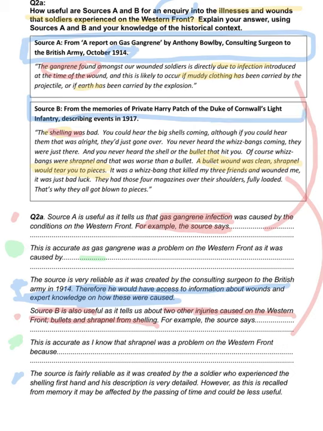So this time we're going to look back up to source B. It's from the Memories of Private Harry Patch of the Duke of Cornwall's Light Infantry, describing events in 1917. Now you might, if you were reading it quickly and not clearly, because you do it in an exam, you get a bit stressed, you probably might just read this bit. He's just describing events in 1917. Great, he was there at the time. Well, he was, but it's from his memories.